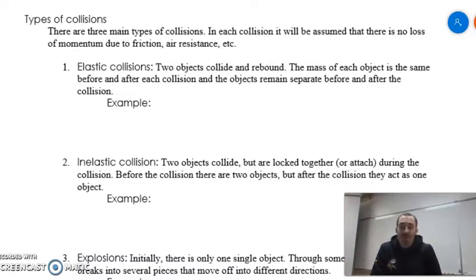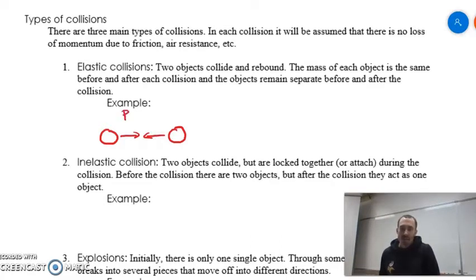So the first type of collision is elastic collisions. So two objects collide and rebound. Think about pool balls. That's usually the best example. When you hit one pool ball off of another, they just bounce off of each other perfectly. They don't stick together. There's no squishing that happens like if you were to throw two sponge balls against each other or something like that. You just have one ball moving this way, the other ball moving this way.